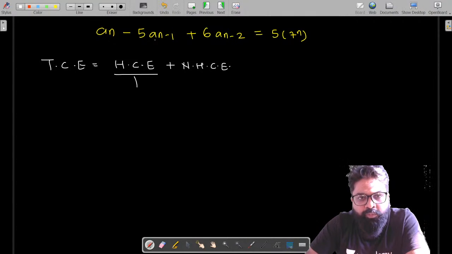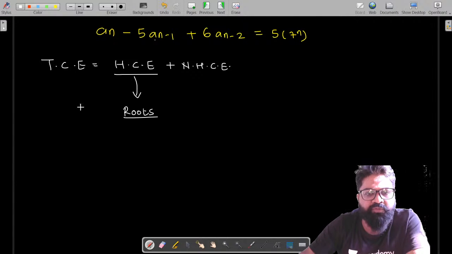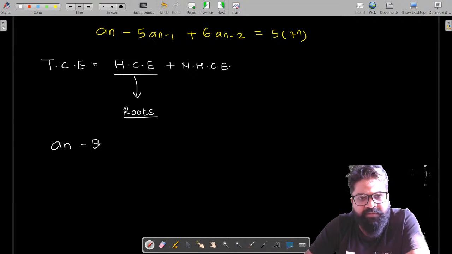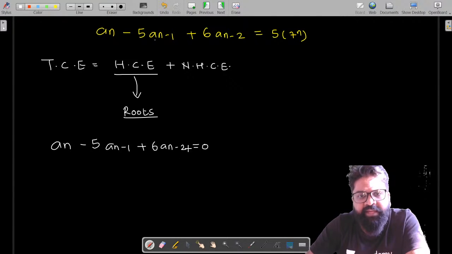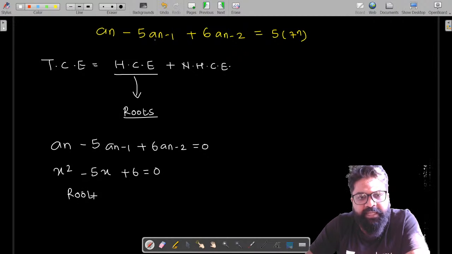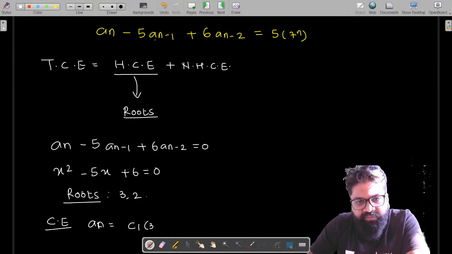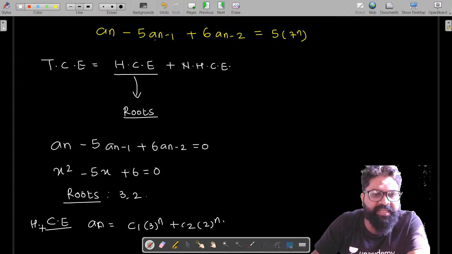So how to find out the homogeneous characteristic equation? First try to find out the roots. So how to find out the roots? I will be writing a of n minus 5 times a of n minus 1 plus 6 times a of n minus 2 and then you will be writing this as x square minus 5x plus 6 that you will be getting as 0. So what are the things that you will be getting here? The roots that you will be getting is basically 3 and 2. So your characteristic equation will become such that a of n and then here you will be getting c1 and then 3 raised to n and then c2 and 2 raised to n. So I got the homogeneous characteristic equation.